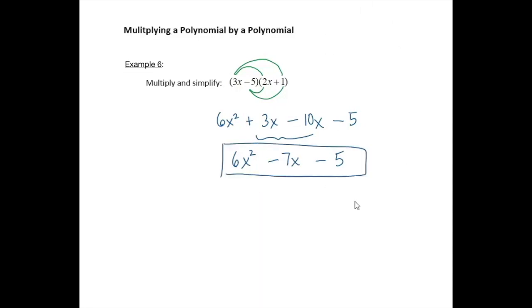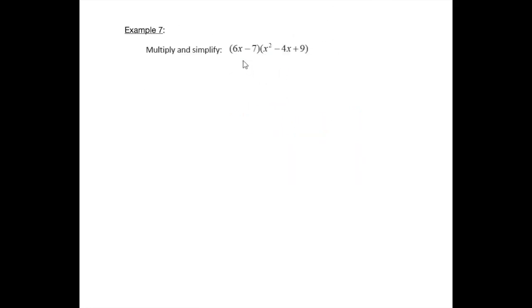Let's look at another example. Here we have a binomial with two terms multiplying a trinomial with three terms. And we'll do the same thing we did in the last example. We'll take each of the terms in the first polynomial and distribute those to all of the terms in the second polynomial. So we'll first multiply the 6x by each of the terms in the second polynomial, and then we'll do the same thing with the negative 7.